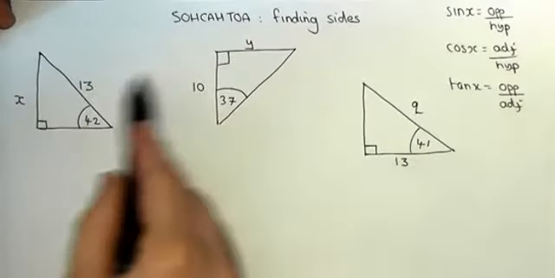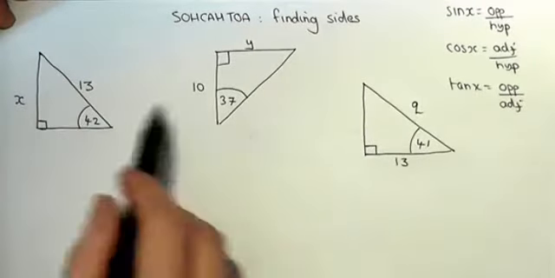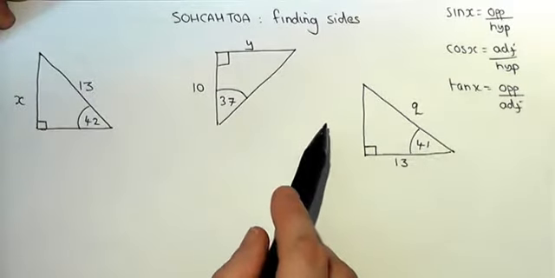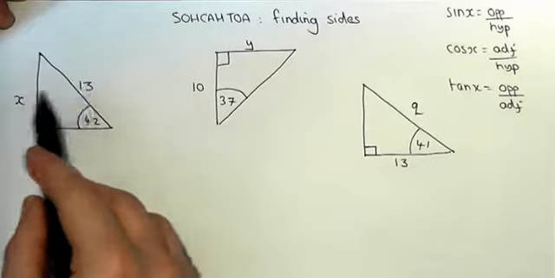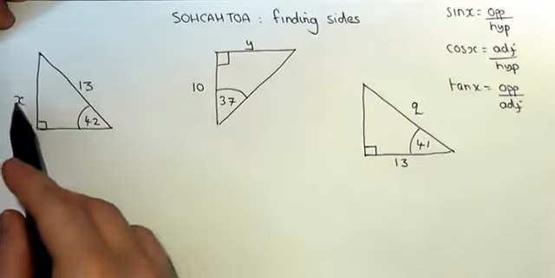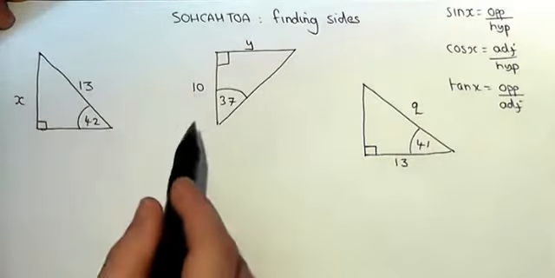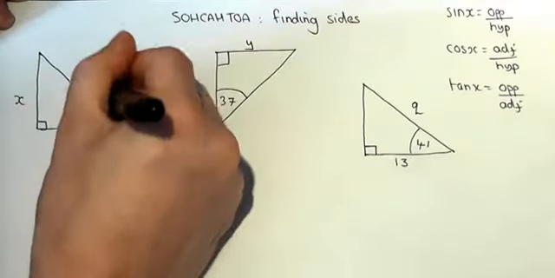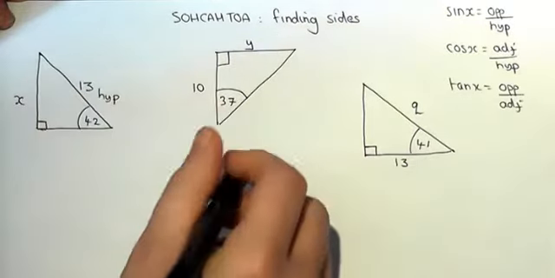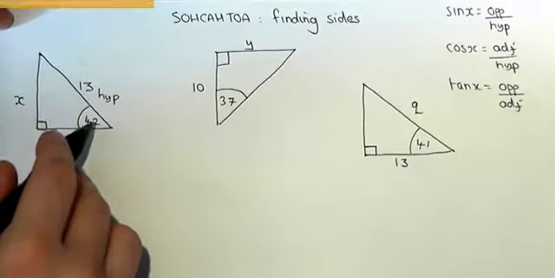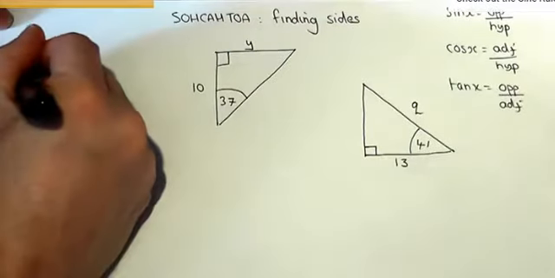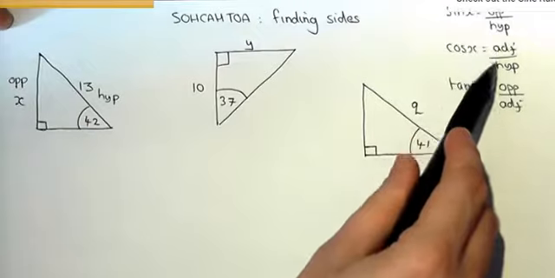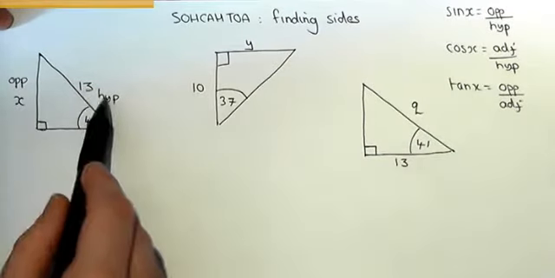Noticing sides when we know one angle and one side. Now the first step is always to identify which sides are involved, which one is the unknown and which one is the known. Now in the first one, the 13 is the hypotenuse, it's opposite the right angle. But the unknown is opposite the angle, so that's called the opposite. And we then identify which of the equations uses opposite and hypotenuse.